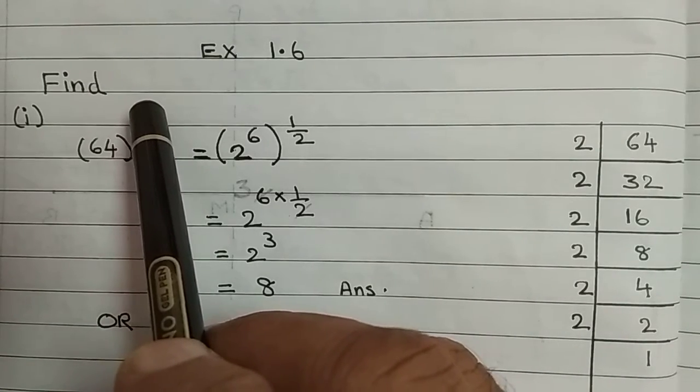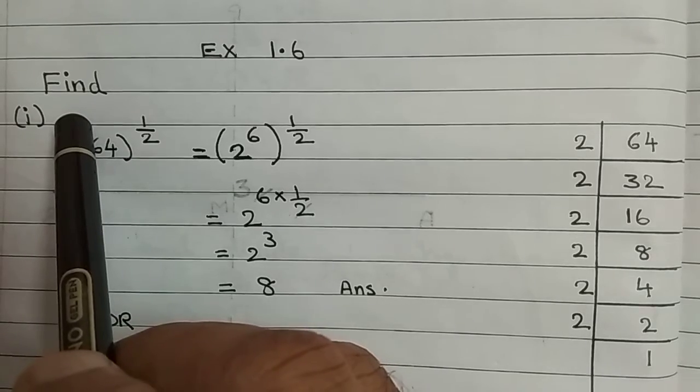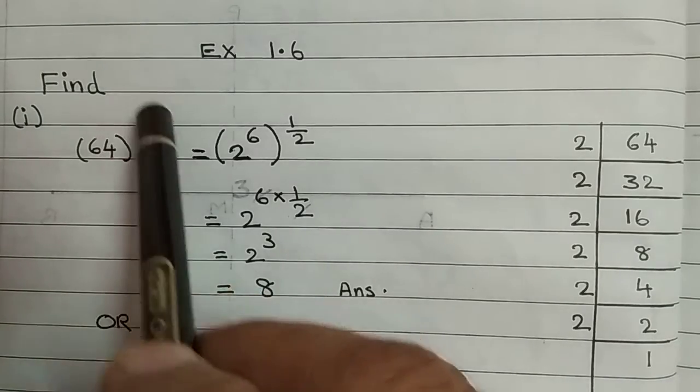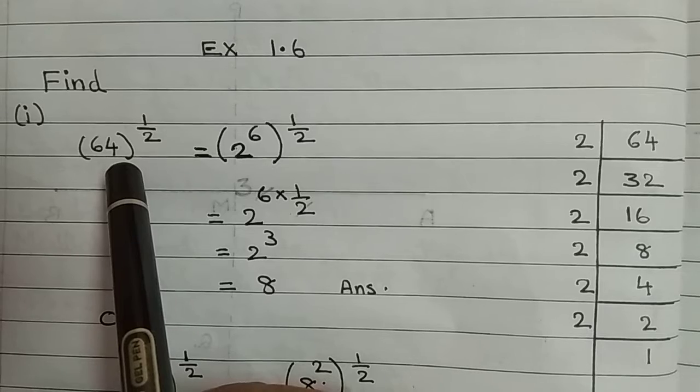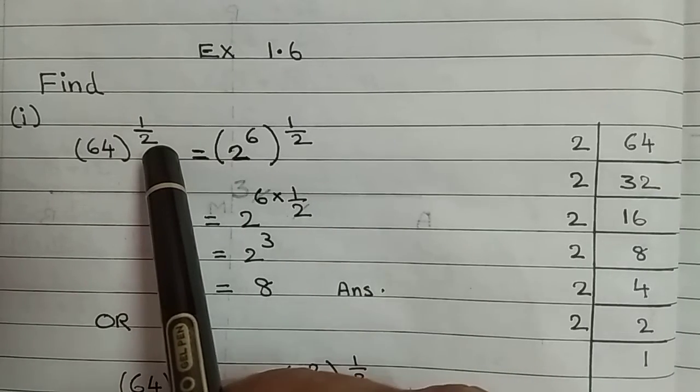Let us start the exercise 1.6. Question number 1. Find the values of the following. And the first part is 64 raised to the power of 1 by 2.